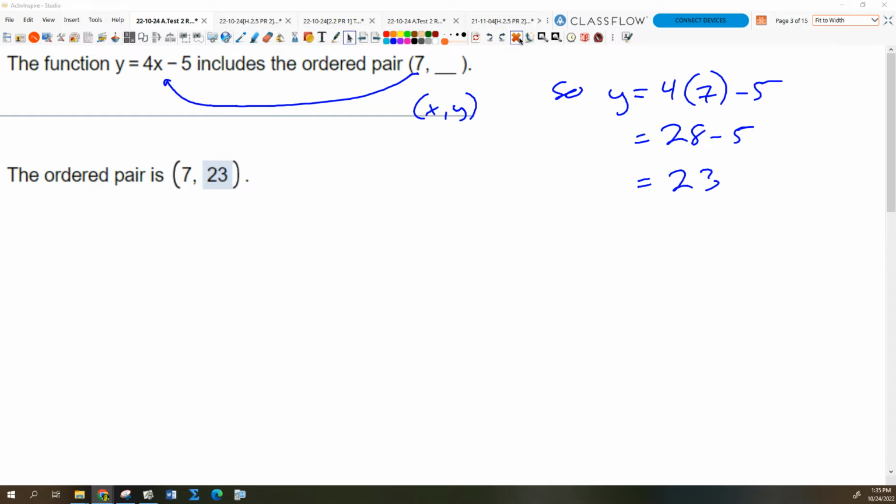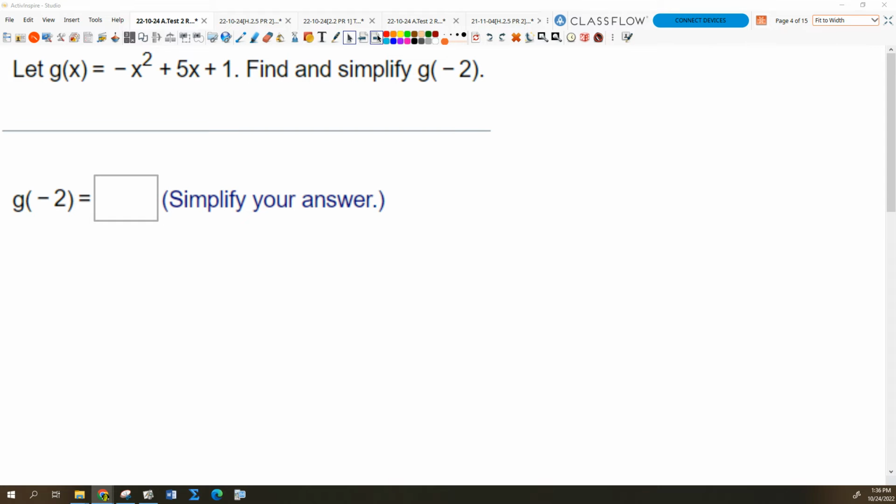All right, this is the exact same question, just asked a little bit differently. This time they're giving us the function in function notation. g of x equals negative x squared plus 5x plus 1. And it wants us to find and simplify g of negative 2. So Ellie, what am I going to do here? There you go, plug in negative 2 for x, right? So all we're doing here is negative 2 is going in for x.